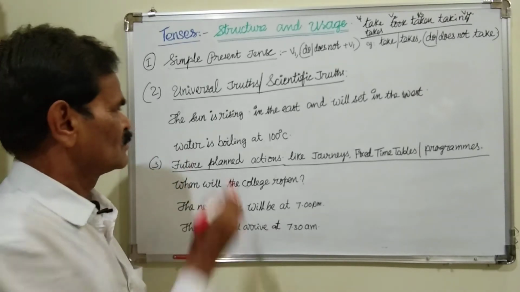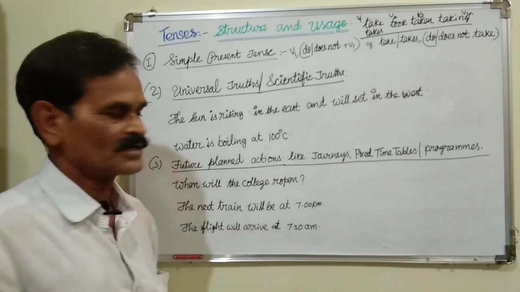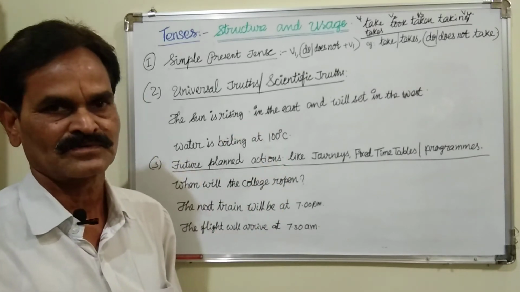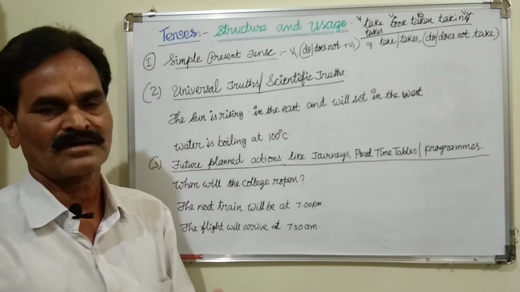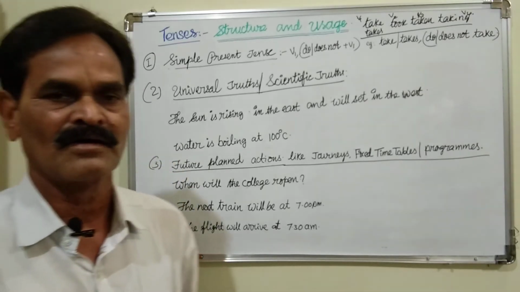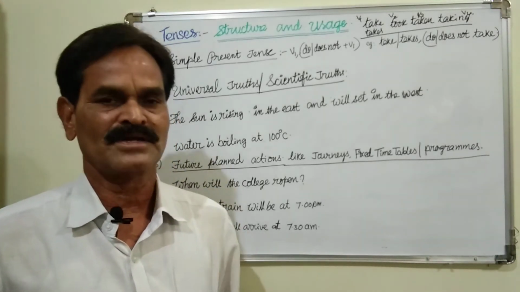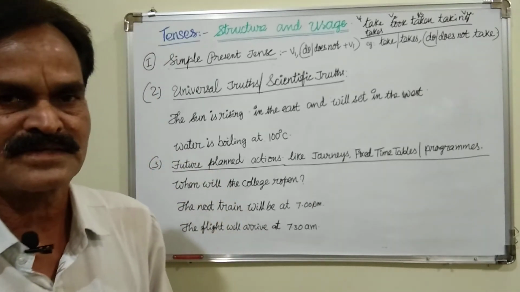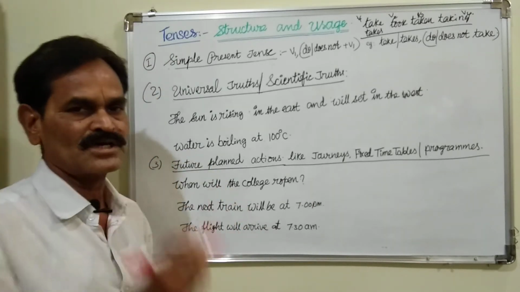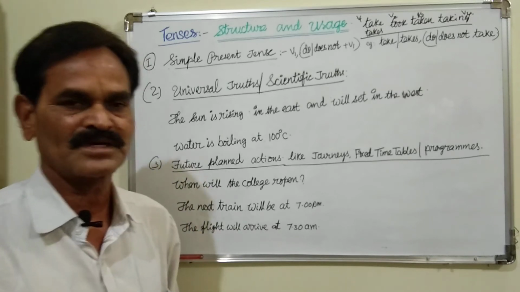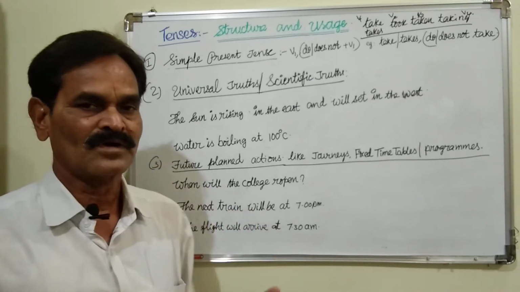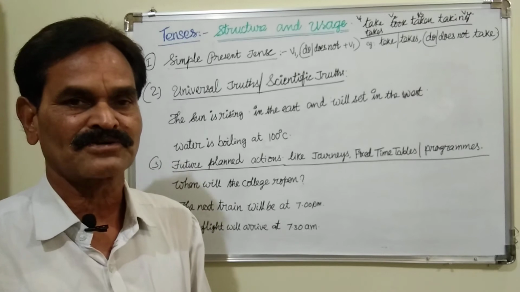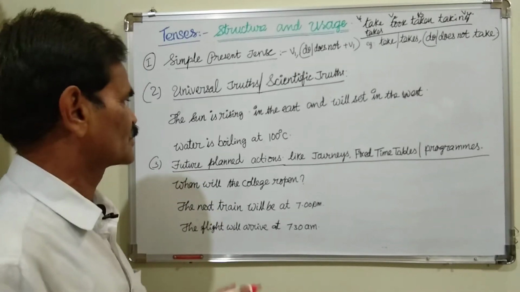For example, the sun is rising in the east. This is a universal truth. If you go to America or England or Australia or India, wherever you may go, anybody will say that the sun rises in the east only. So this is a universal truth. It must be written only in simple present tense, not any other tense.